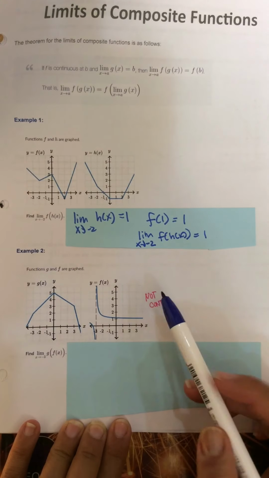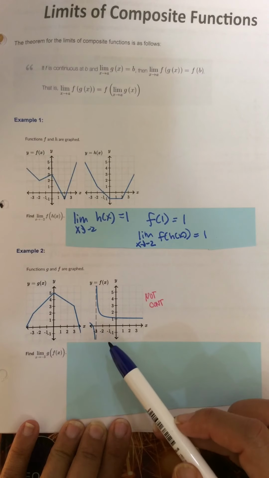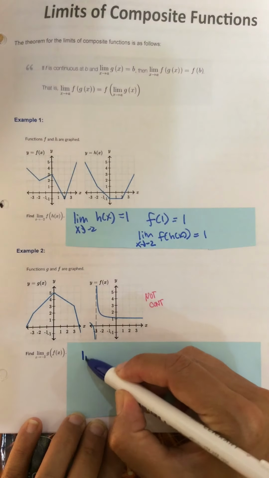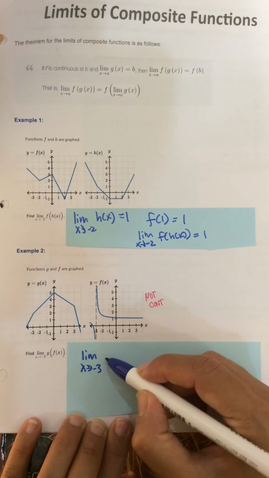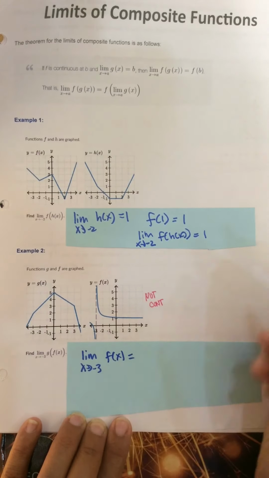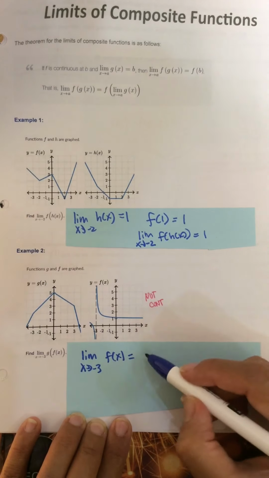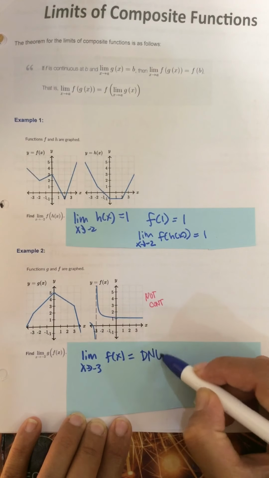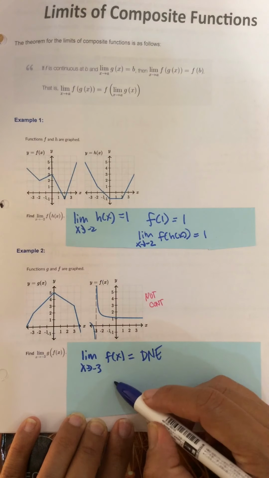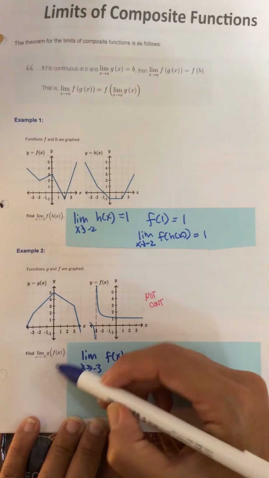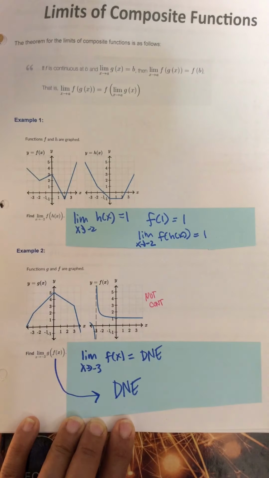Okay, let's try another one. This time it's g of f of x. Step 1, find the limit of the inner function. So it's the limit as x approaches -3, the inner function is f of x. Okay, here's f of x. I come to -3. There is a vertical asymptote, so that limit doesn't exist. So we cannot find g of that, so this whole thing does not exist.